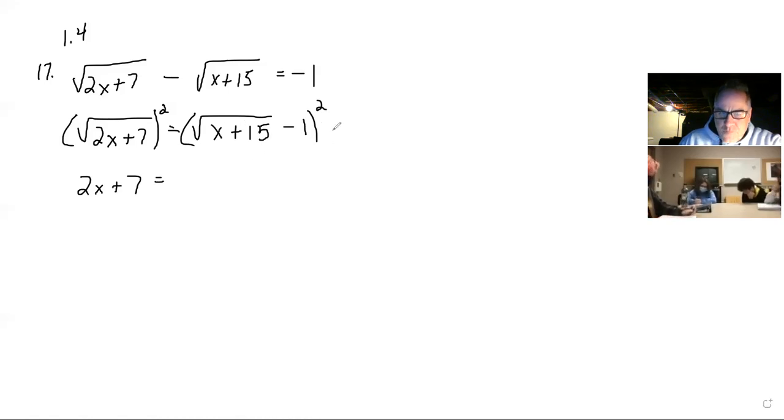Now, this is a difference of two terms. This is times itself. So that means it is the square root of x plus 15 minus 1 times that quantity again. Now you can write that all out and FOIL it. But anytime you FOIL a sum or difference of two terms squared, it's going to multiply out the same way every time without exception or fail. So we can skip a couple steps.